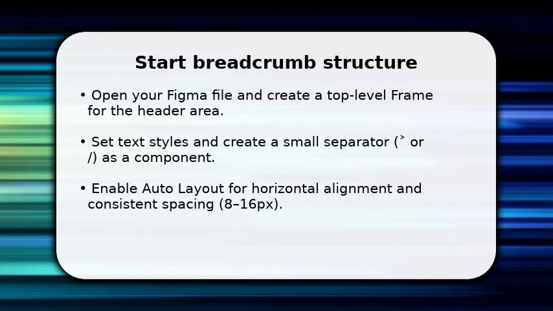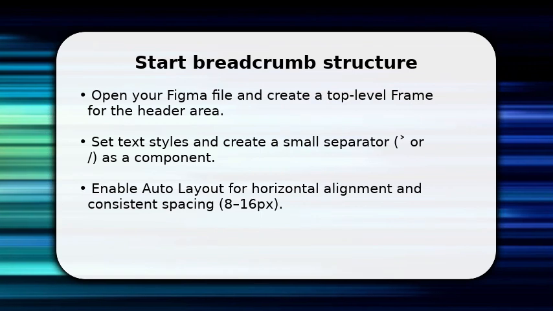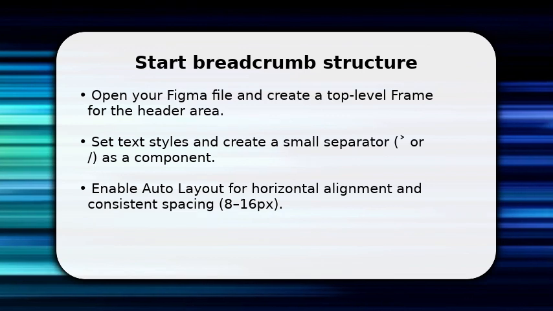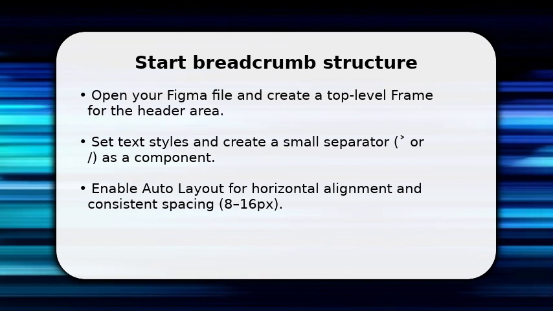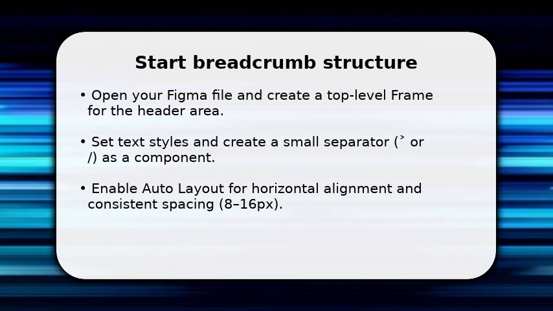You'll begin inside your project frame, create a dedicated header frame, and enable auto layout immediately so spacing behaves predictably. Make text styles for breadcrumb labels to ensure consistency, and design a small separator symbol as its own component so you can swap it later. Once done, place a first label, duplicate it, and align them horizontally with auto layout padding and gaps set. This gets you a living breadcrumb row that updates cleanly as you refine spacing and typography.